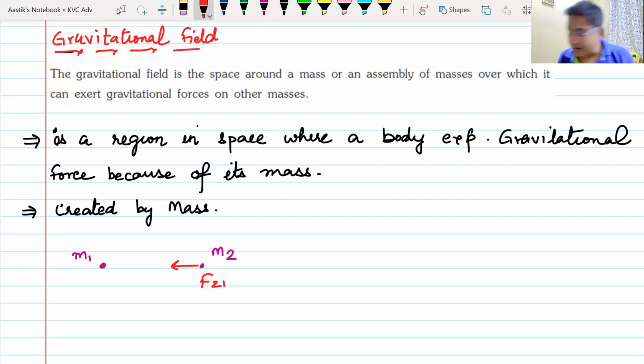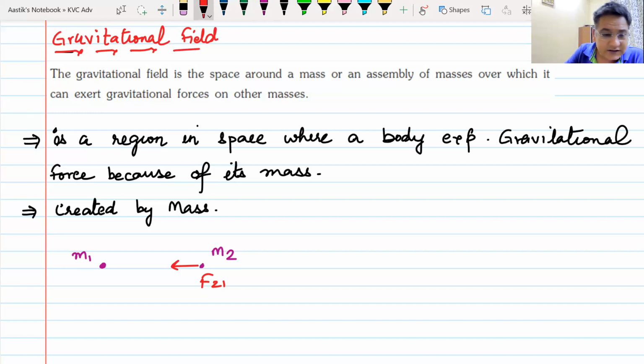This gravitational field, what type of quantity is it? Scalar or vector? Okay, so this is gravitational field. Now, do we understand this?